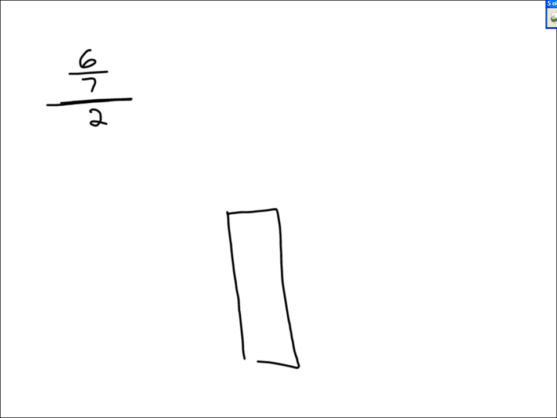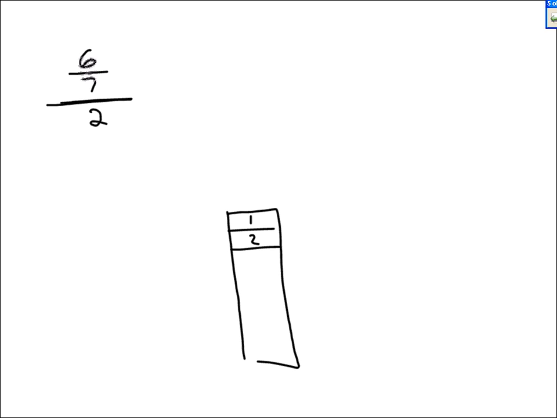Sometimes you can figure out the answer without really even doing the flipping. Remember, when you divide by 2, you're sharing. Each of you gets half or something. Well, suppose you have 7 things.